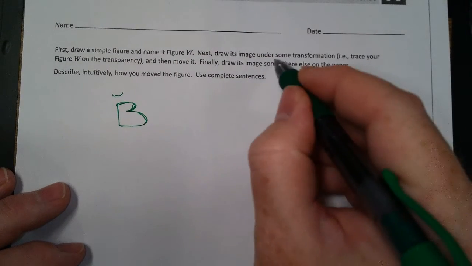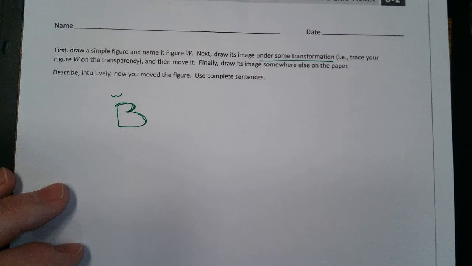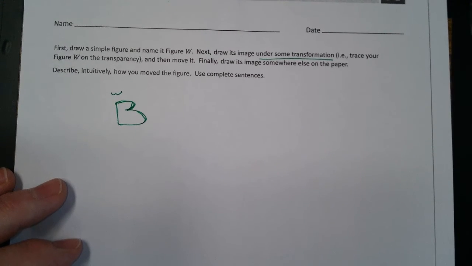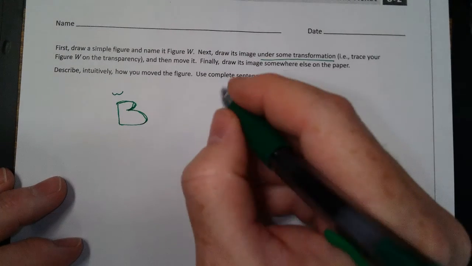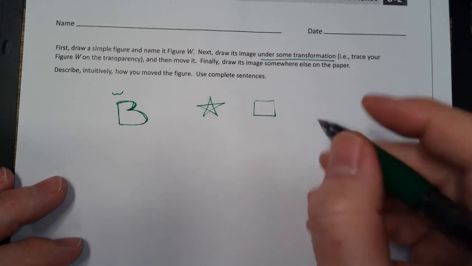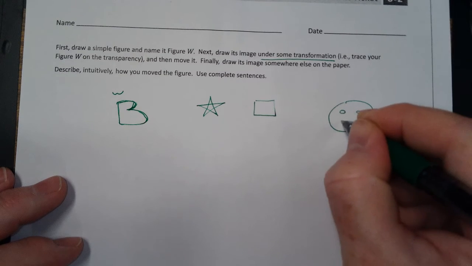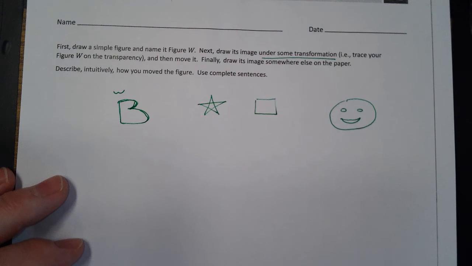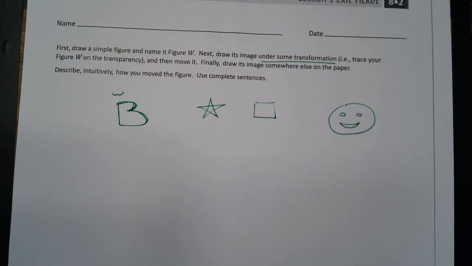Now, draw its image under some transformation. I can do whatever transformation I want to move my figure W. So you are going to draw any figure you want. Could be a letter, could be a shape, could be a smiley face. After you draw the figure, you are just going to move it some way. You're going to follow either a slide, a spin, a flip, or more than one of those. But I just want you to move it somehow.